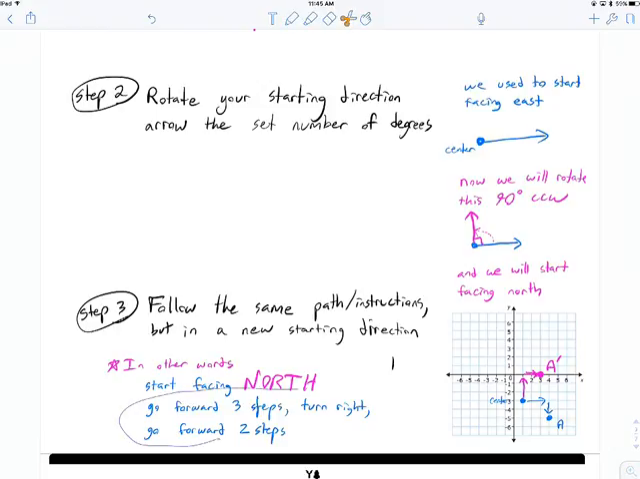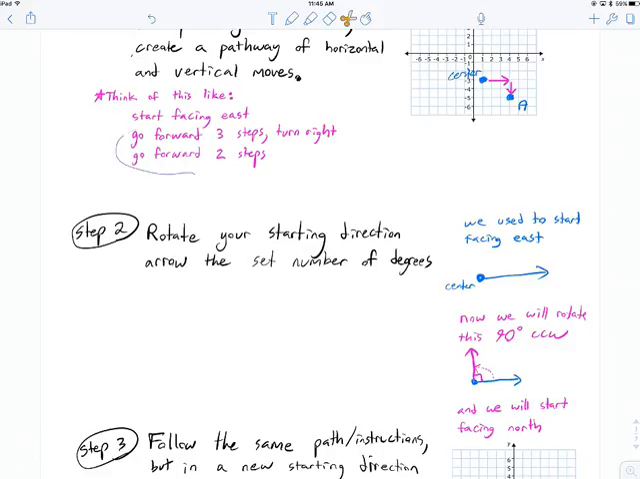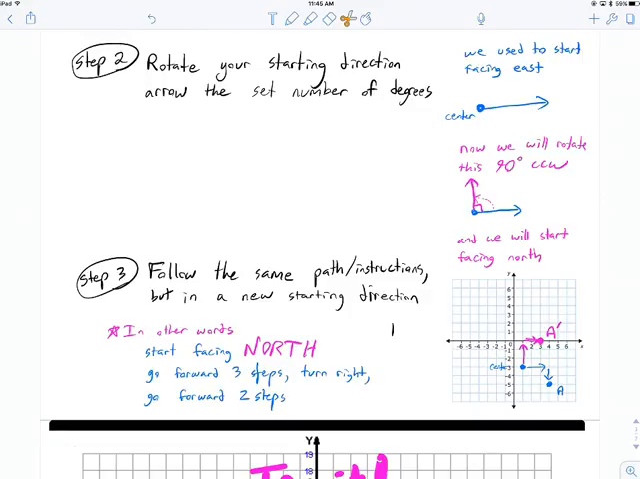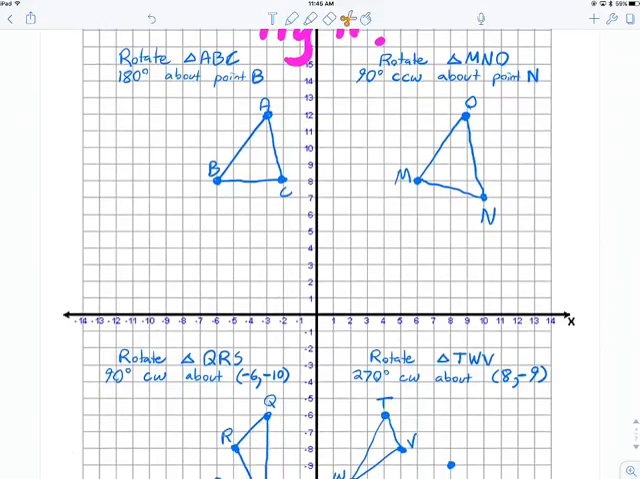We're still going to go forward 3, right turn, forward 2. Same directions. Exact same directions. The only thing that's different is we're starting in a different direction. So now I'm starting facing up, but I still go forward, forward, right turn. Same set of directions. Okay? So here we can try it out, all right?